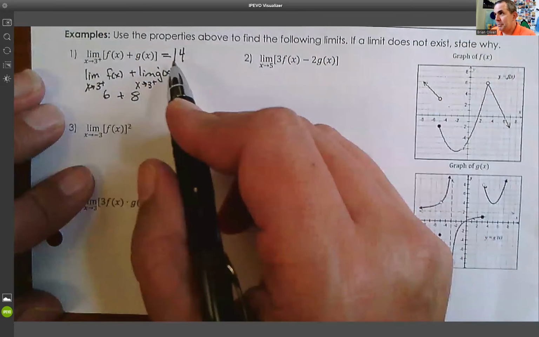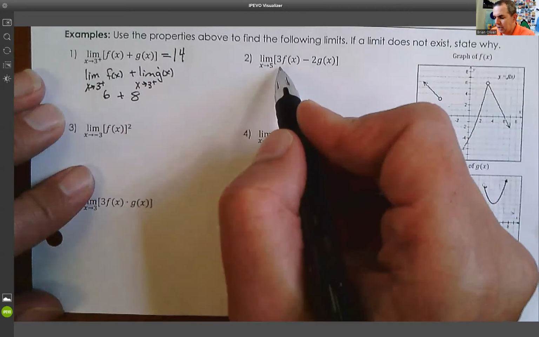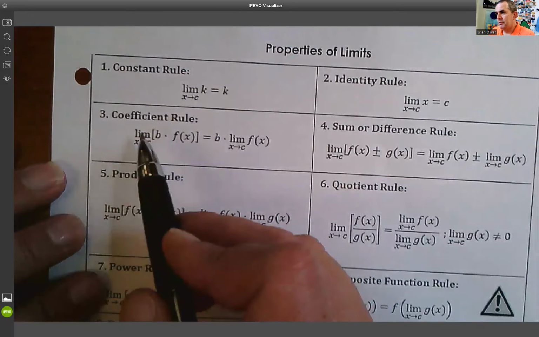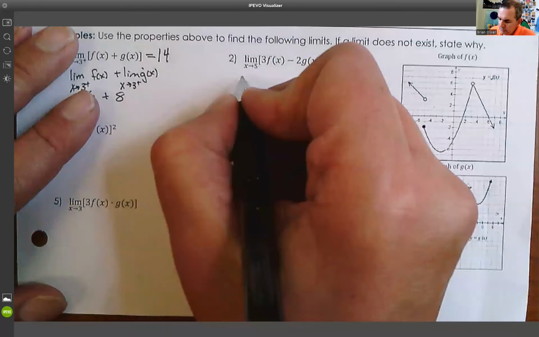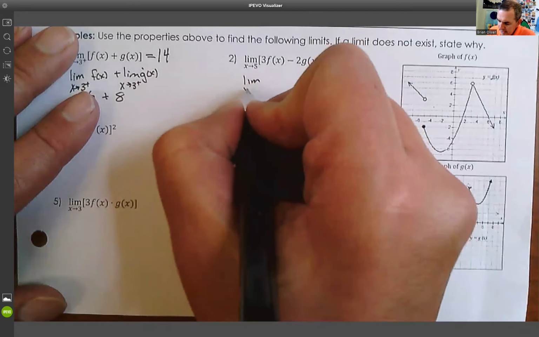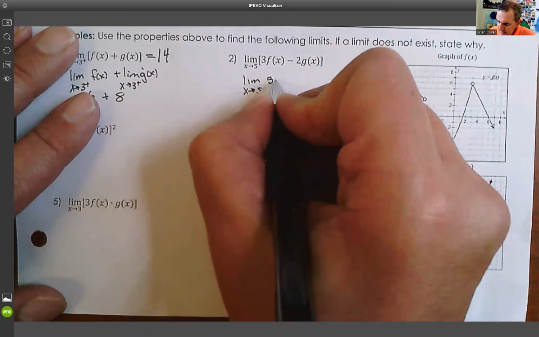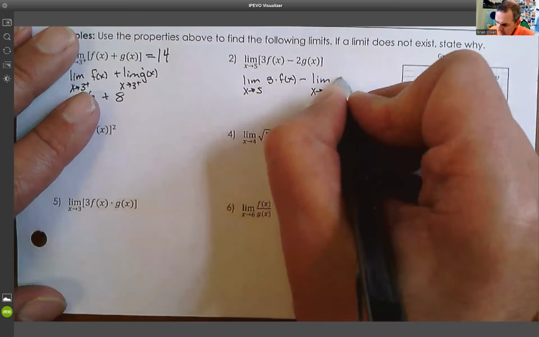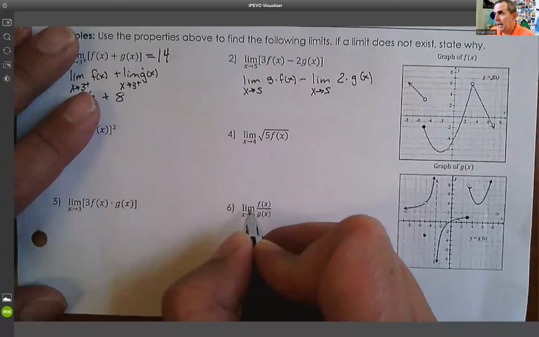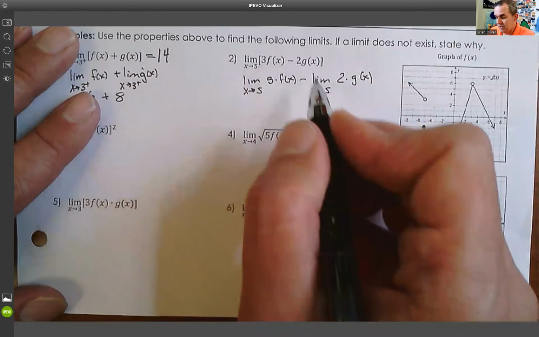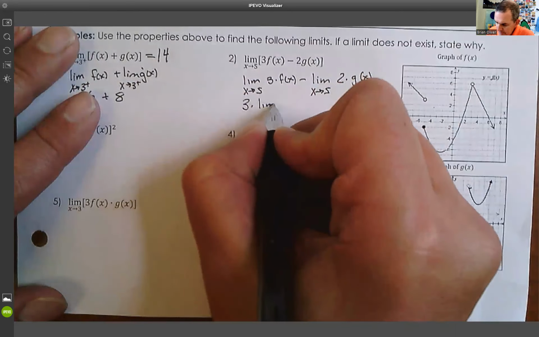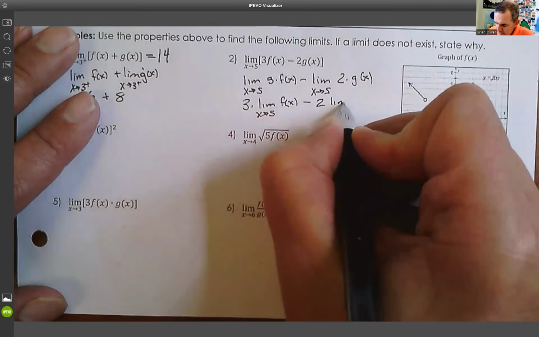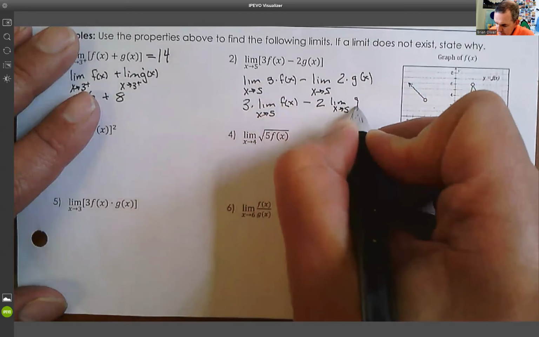The next one builds in. We've got a difference, but we also have a coefficient rule. We're allowed to bring the coefficient up front. So the first thing we're going to do is say this is the limit as x approaches 5 of 3 times f of x minus the limit as x approaches 5 of 2 times g of x. And then I can factor those coefficients out: 3 times the limit as x approaches 5 of f of x minus 2 times the limit as x approaches 5 of g of x.